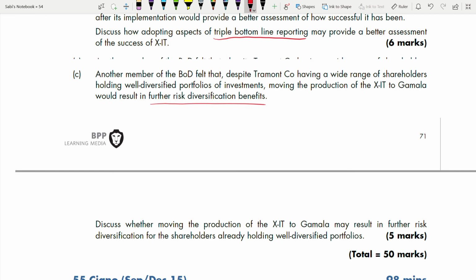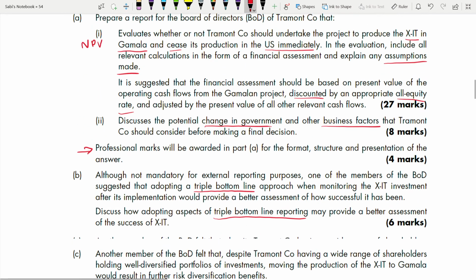What you have to do is discuss whether moving the production of XIT to Gamala may result in further risk diversification for the shareholders already holding well diversified portfolios. We have solved this question in some other question, but in a different way, about these well diversified portfolios. If you go for more investment, or go for more diversification, can you increase the benefit of risk diversification? So that also we'll discuss. Now coming to the case study.